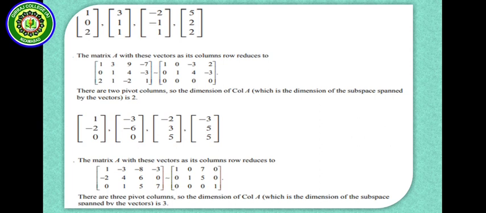So in the next problem: 1 minus 2 0, minus 3 minus 6 0, minus 2 3 5, minus 3 5 5. So here these vectors are reduced to upper triangular form, then we get the form 1 0 0 0, 1 0 7 5, 0 0 0 1. So here how many pivot columns are there? First, second, fourth columns are pivot, third is a free column. So the first vector, second vector, fourth vector form a basis for the given vector space, and the dimension is 3.